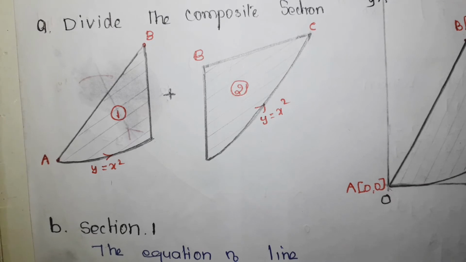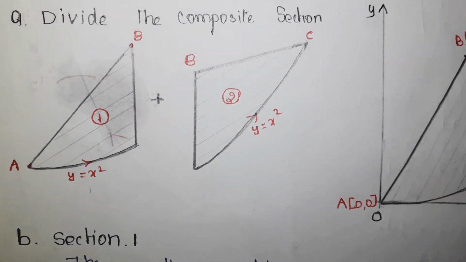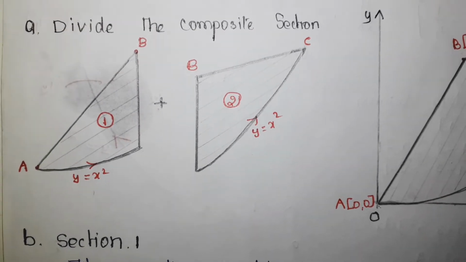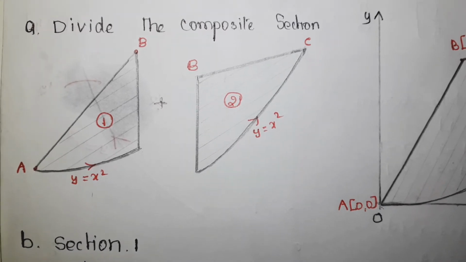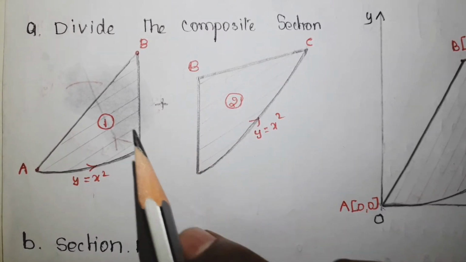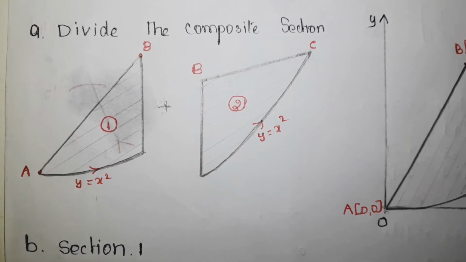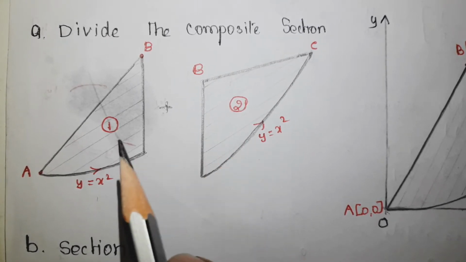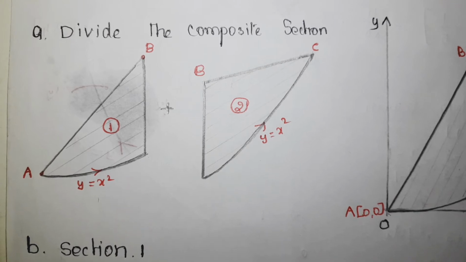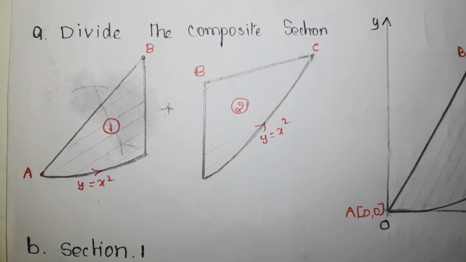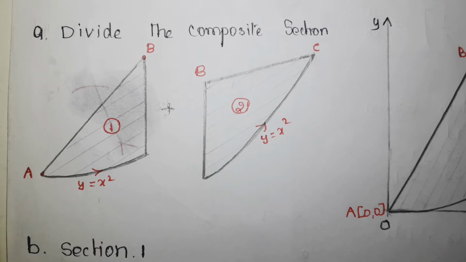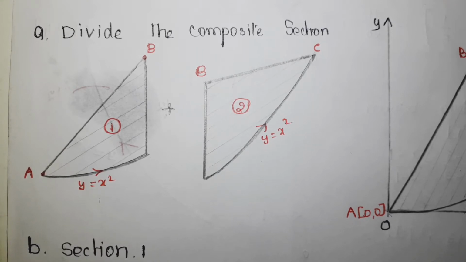Now let us go to the second step. Before going to the second step, we have to know one more important point. If you look at these two sections, they are not regular shapes like a square or rectangle. So there is no direct formula for finding the moment of inertia, so we have to go for integration. This is an important point to note. When we are unable to get a direct formula for any section, we need to go for integration.